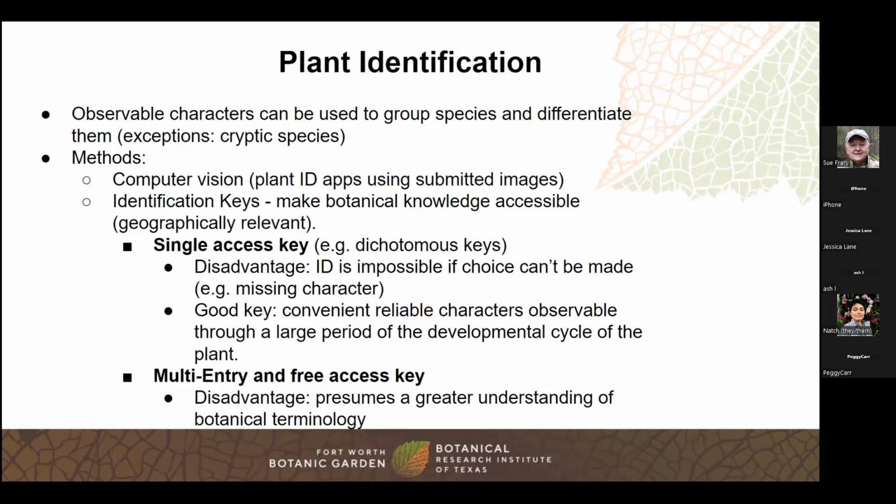Yep, and that's what that second point in there. And then the other one is, and I think most of y'all have used dichotomous keys before, or I'm seeing some of you say that you have in the chat. Another sort of key, which is really exciting, is the multi-entry and free access key.